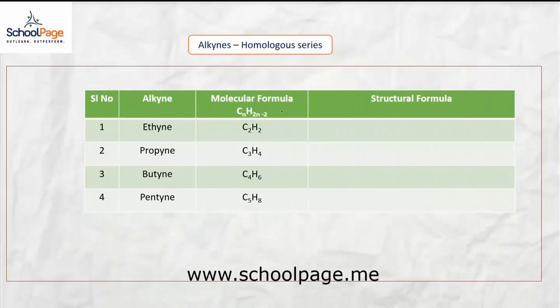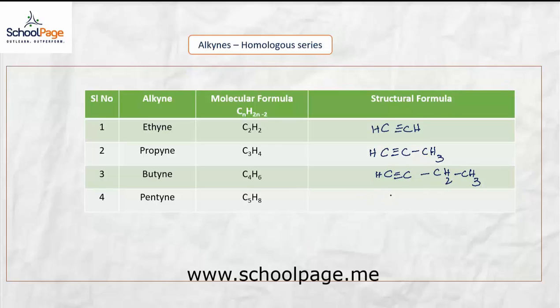Let's check out the homologous series of alkynes. So it's 2 carbon and 2 hydrogen. So I write CH triple bond CH for ethyne. For propyne, it is C3H4. So I write CH triple bond CH3. Moving on, it's C4H6 for butyne. So I write CH triple bond CH2 CH3. Yeah, there are 6 hydrogen and 1, 2, 3, 4 carbon atoms.